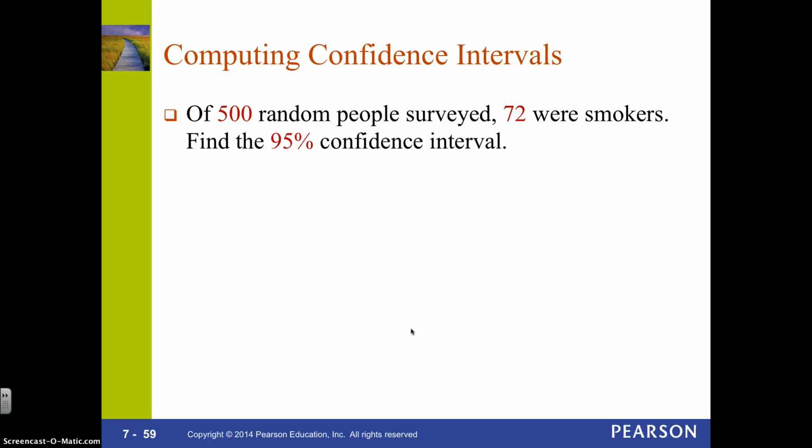So let's look again at computing another confidence interval. We picked 500 random people and we surveyed them and found that 72 were smokers. So we want to find the 95% confidence interval. First I'm going to calculate my p-hat, my sample proportion, which will be the 72 out of the 500, and that gives me 14.4%.